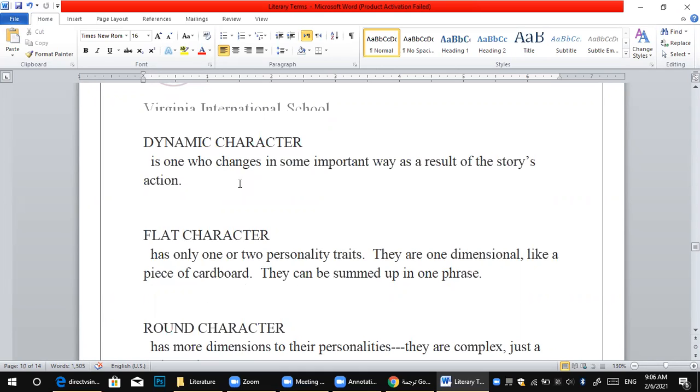A dynamic character is one who changes in some important ways as a result of the story's action. For example, Lady Macbeth. Before Macbeth went to the battle and was victorious, or we win in the battle.